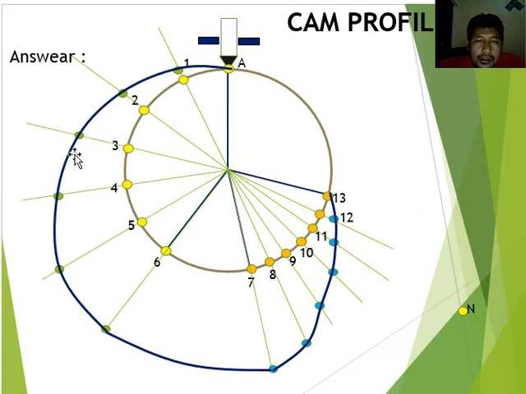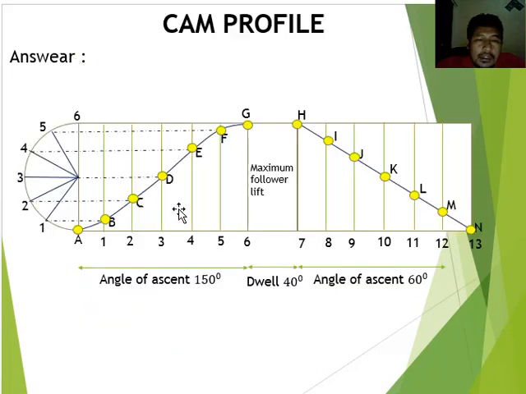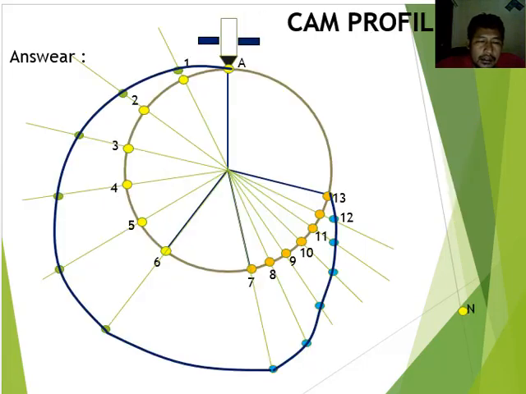The second condition is with points 4, 5, and 6. This line is a projection from this line, for the 4, 5, and 6 lines. And then you can look at the picture. We have the projection lines from the follower displacement to the cam profile. This area is for the rise motion.